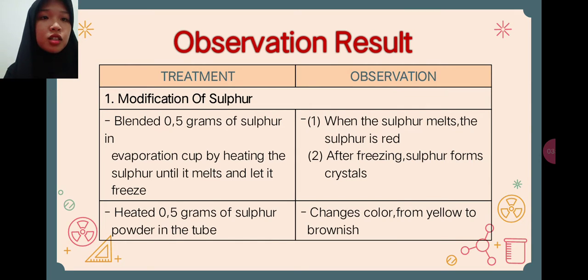Next, observation result. Treatment. The first, modification of sulfur. Blended 0.5 grams of sulfur, evaporation cup by heating the sulfur until it melts and let it freeze. The result is when the sulfur melts, the sulfur is red, and after freezing, sulfur forms crystal. And then heated 0.5 grams of sulfur powder in the tube. The result is change color from yellow to brown.